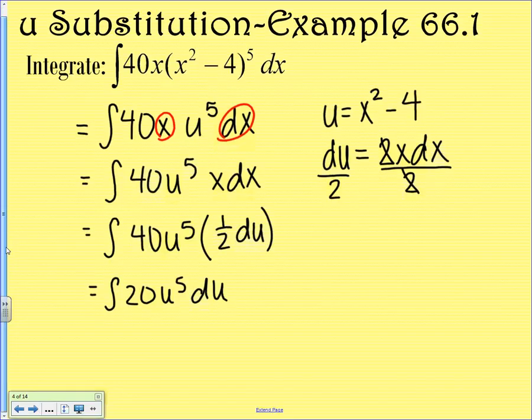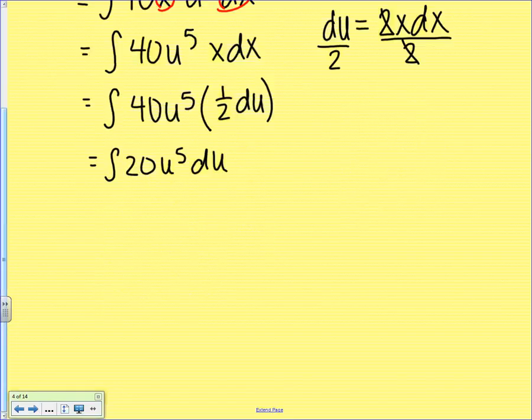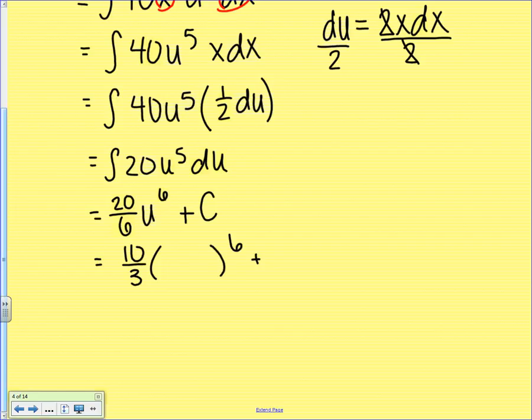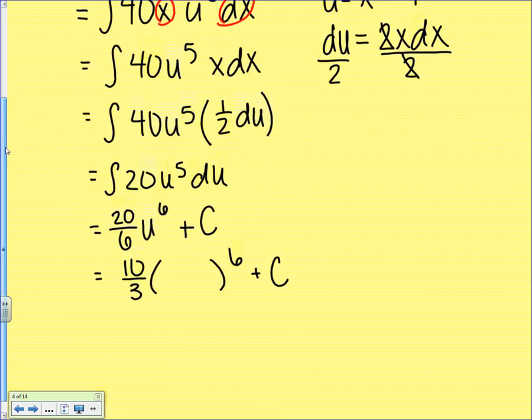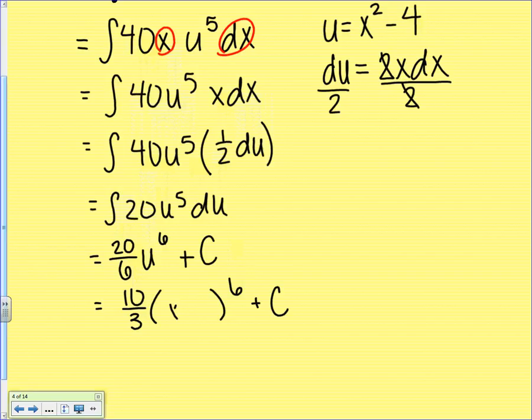So you integrate by adding 1 to the exponent. And then we're going to do 20, and we divide by 6. I'm going to go ahead and put my plus c so that I don't forget it. Now 20 over 6 will reduce to 10 over 3. And we can't leave a u in our answer. So our u, if you look back over here, we said was x squared minus 4. And so once we replace it, it's back into x, and this would be our answer here.